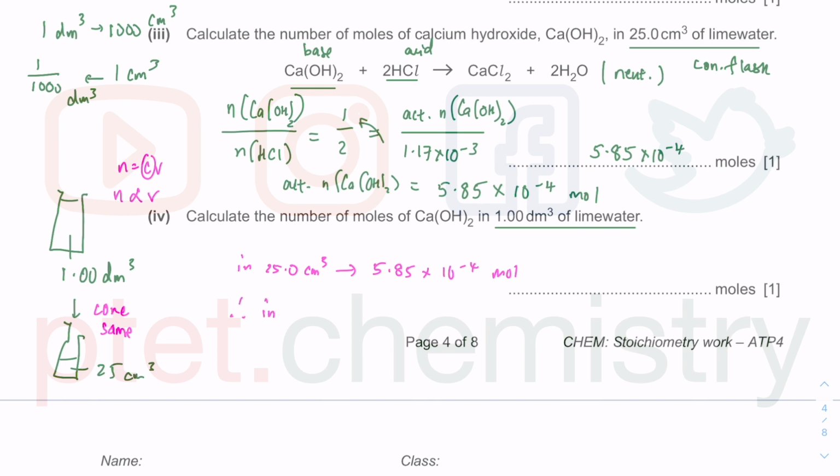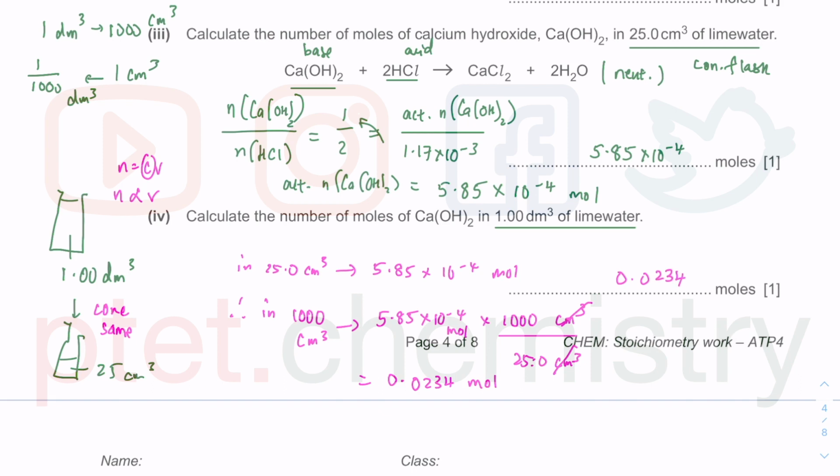Therefore, in 1000 cm cube, how many mole do I have? Because this is cm cube, I have to compare with cm cube, otherwise the unit wouldn't match. So there's that times 1000. The reason for converting the dm cube to cm cube is so that my units will cancel out and it will give me mole. These are just simple math, and you have to follow the units so that you are not lost at all. So this is the amount of mole.